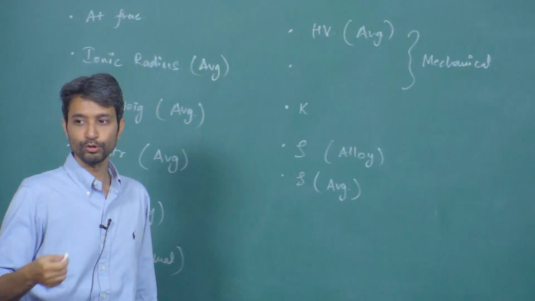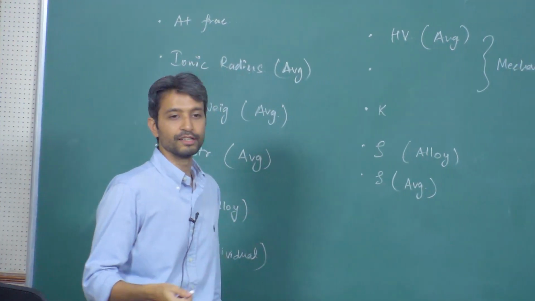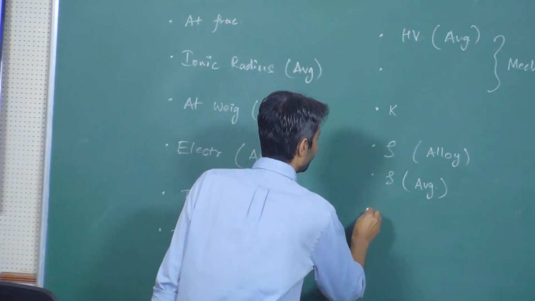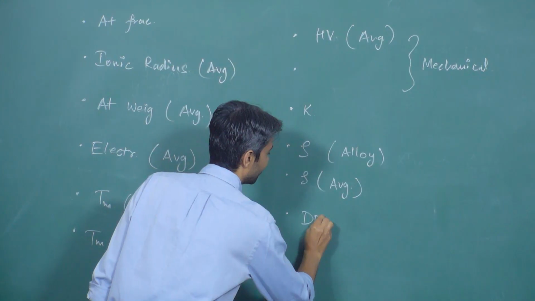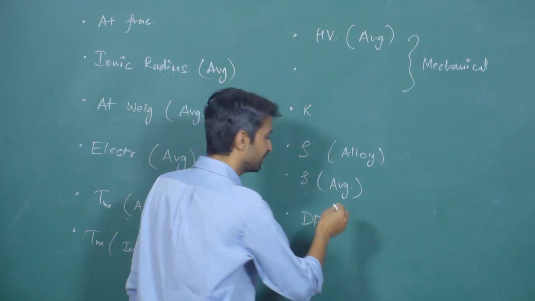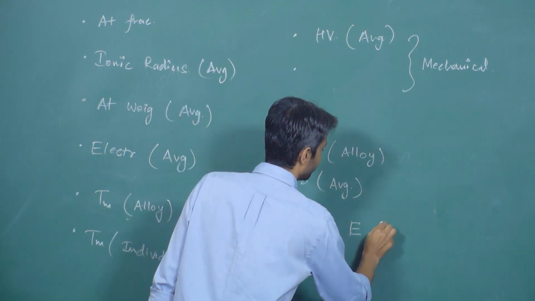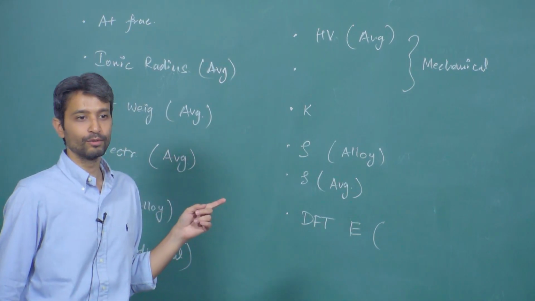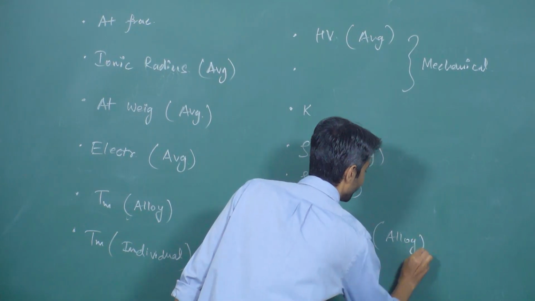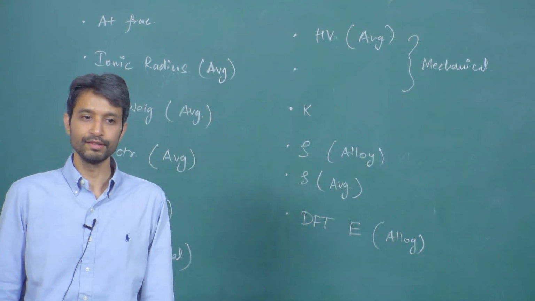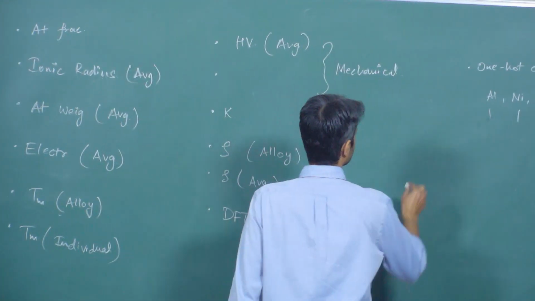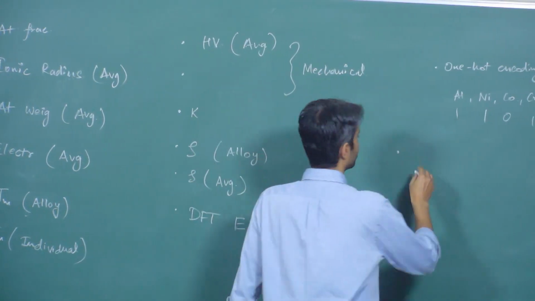Okay, now people are getting more creative. So now they are starting to include computational data as features also. What if I write DFT energy? What do we usually denote? E. Do you want it for the alloy or for individual elements? Okay. What else? Crystal structure. Okay, so crystal structure of the alloy.